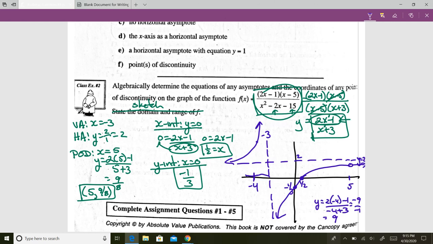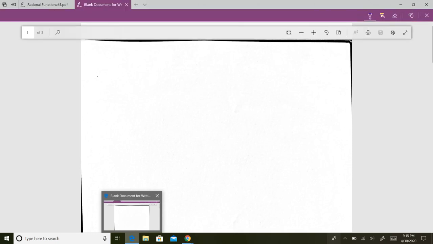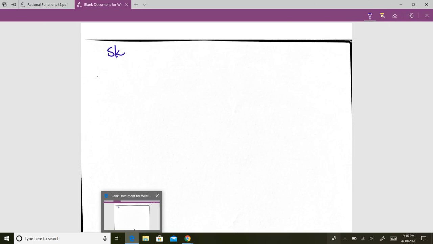Now we're going to do some more examples of this. I'm not just going to give you one example. So I've got some blank paper for writing. Here we go. We're going to graph. Oops. Sketch y is equal to 2x minus 4 over x minus 1.